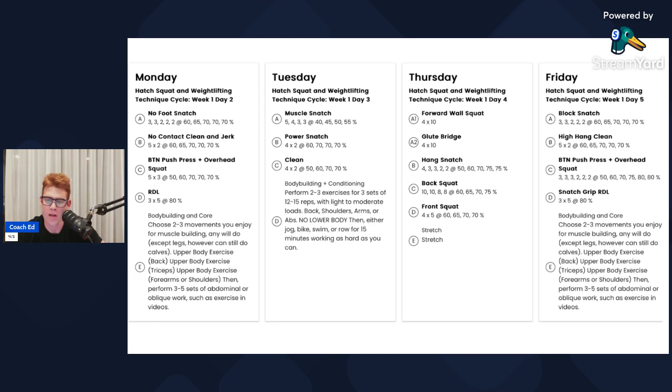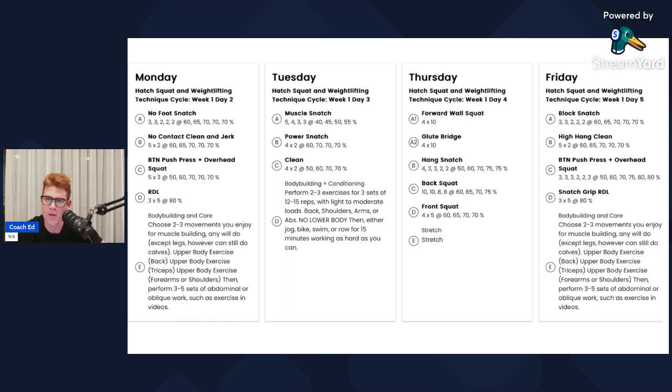So therefore, look at Tuesday. If someone's done their hatch squats and they've done a muscle snatch and a power snatch and a clean, I can then think, right, on Thursday, I reckon they could probably do 2 sets of 10 and then 2 sets of 8 at the prospective percentages, because I know exactly what they've done the day before. I may have seen this program play out with other people and know what they're capable of.